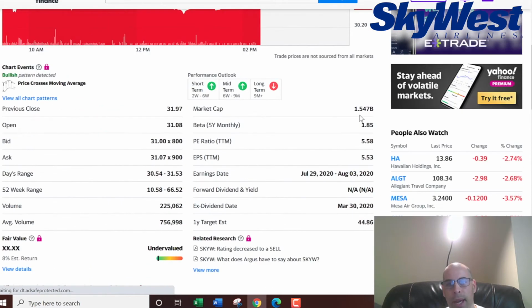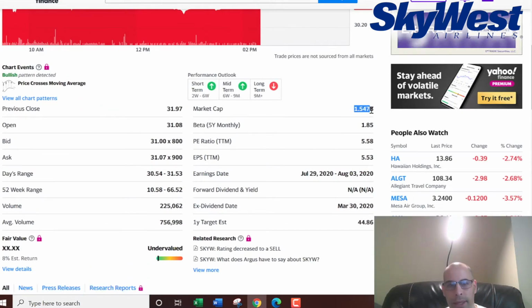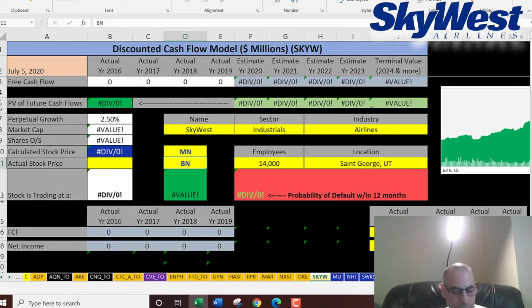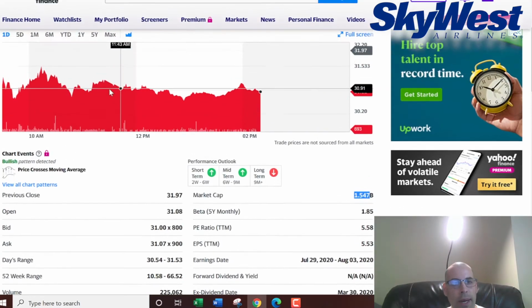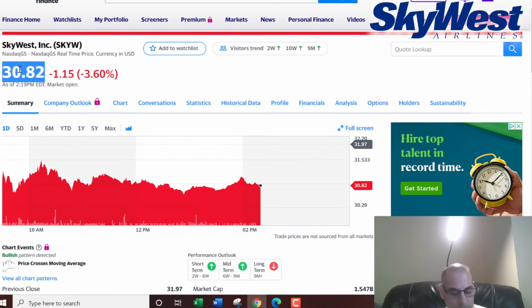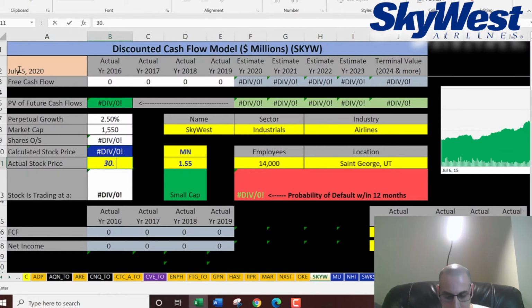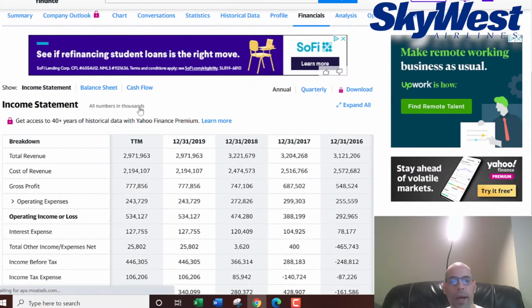The company has a market cap of $1.55 billion. That's the value of the company according to the stock market. And they currently trade at $30.82. Next, I'm going to pull the free cash flow.